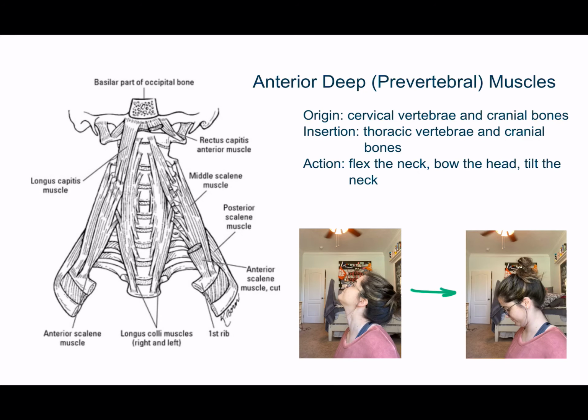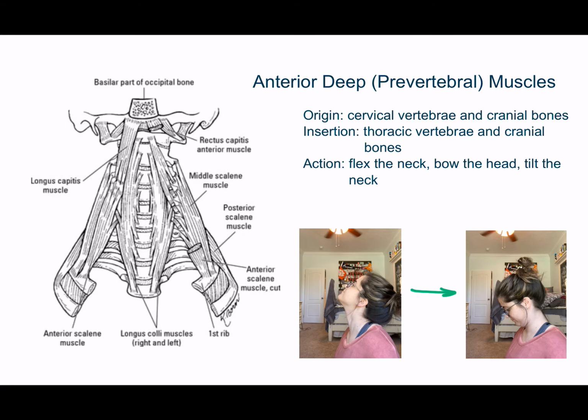And that was a blank slide, I forgot. So your anterior deep prevertebral muscles are kind of non-specific. They originate at cervical vertebrae and cranial bones, and they insert on thoracic vertebrae and cranial bones, just depending on which way they run.